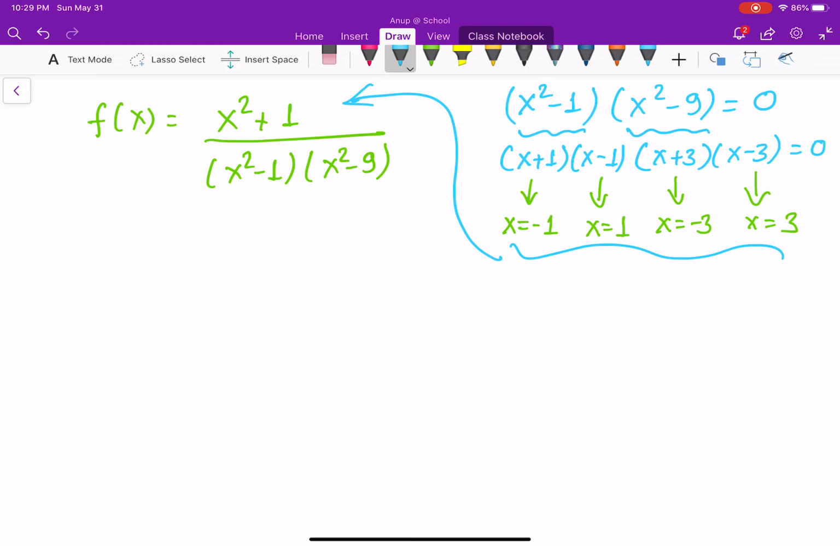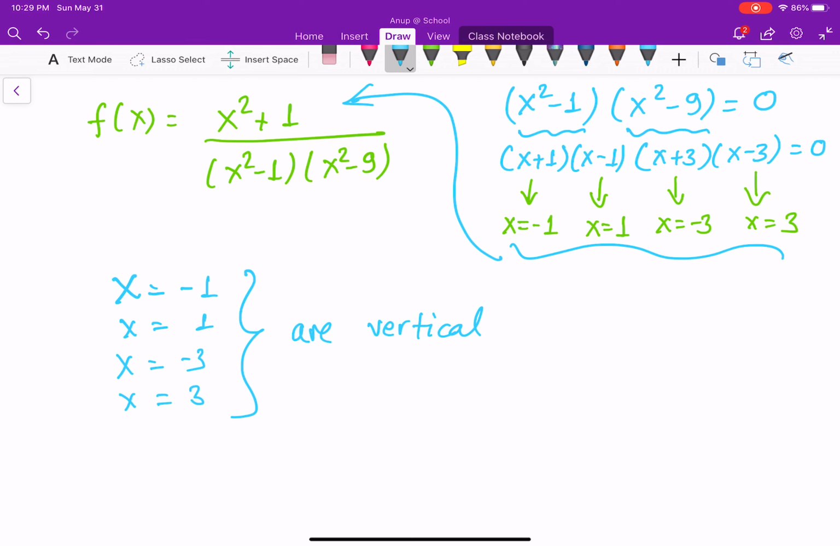So in that case, we have x equal to minus 1, x equal to 1, x equal to minus 3, x equal to 3. All of these are vertical asymptotes of the given function f of x.